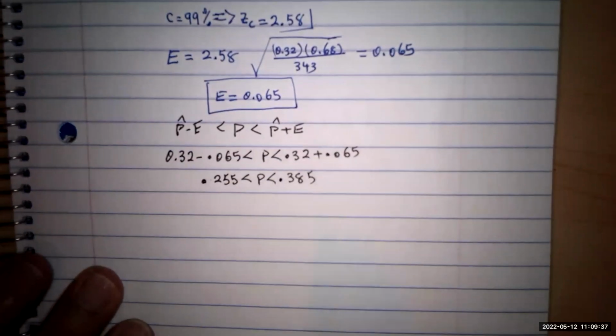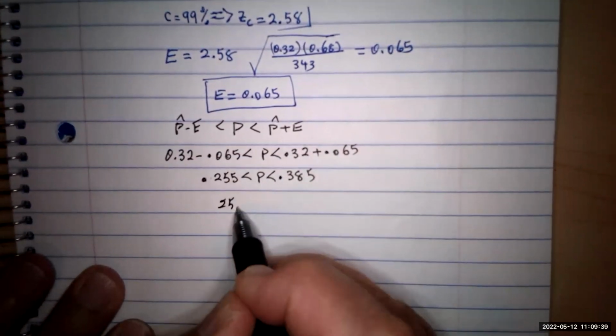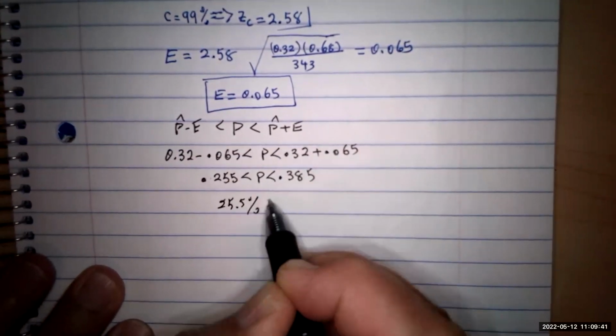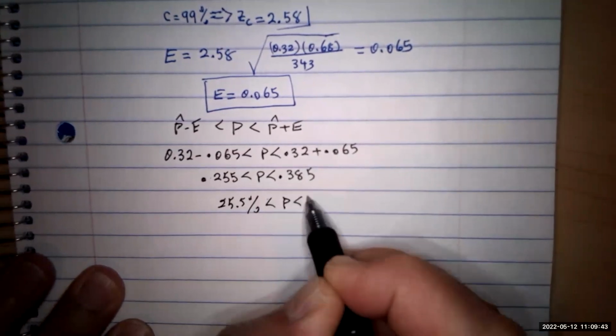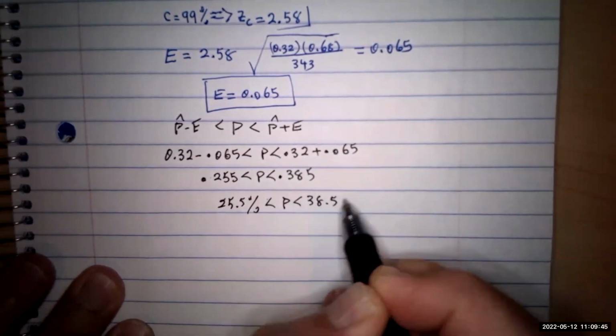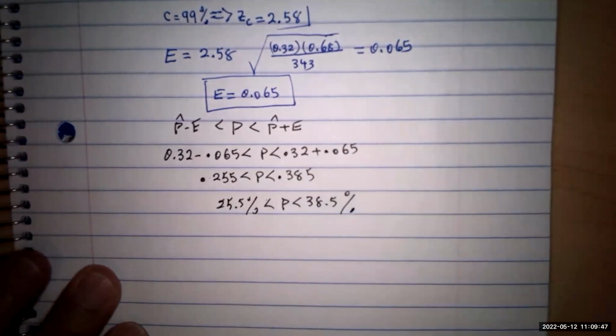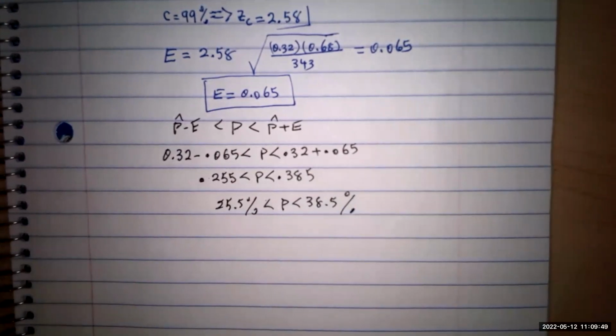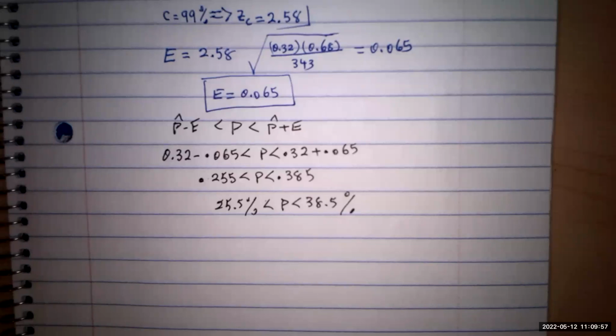To write it down in percent, it's going to be 25.5% and 38.5%. So this is going to be the proportion of the population of the students who own a car. So between 25.5% and 38.5% of those people would have a car.